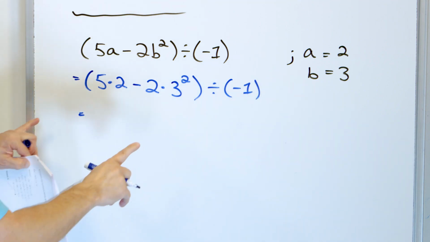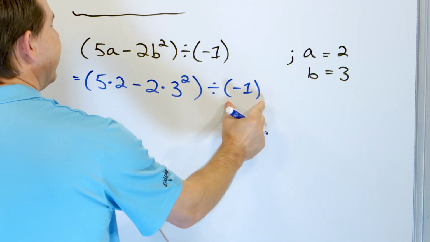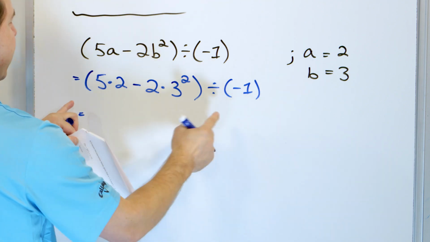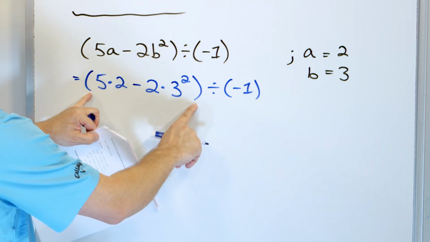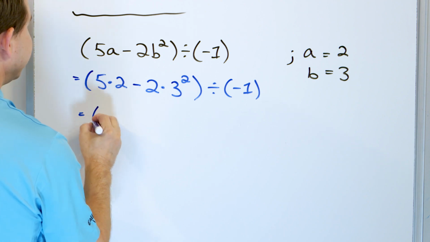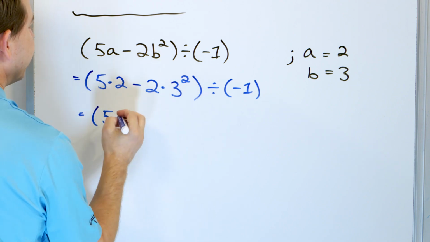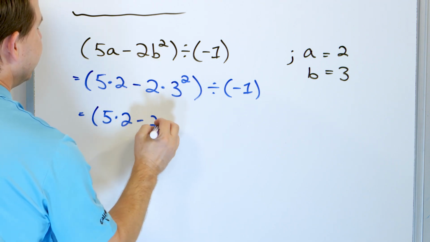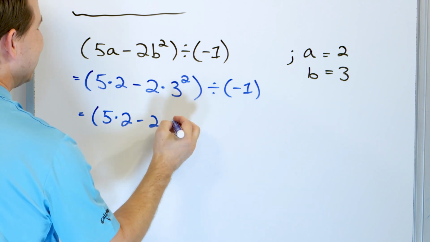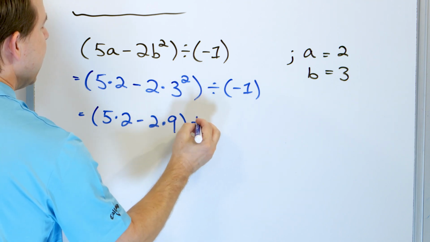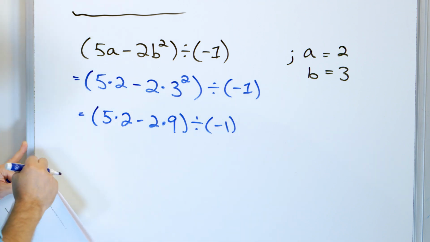Now what do you do next? I have this parentheses here. I have parentheses here too, but there's really only a number in there, so there's nothing to do. Inside of here, I have lots of things I can work on. Let's just do it one step at a time. We're going to do the exponent first. So I'll have 5 times 2 minus 2 times, and then 3 squared is 3 times 3, which is 9. And I'm dividing still by -1.